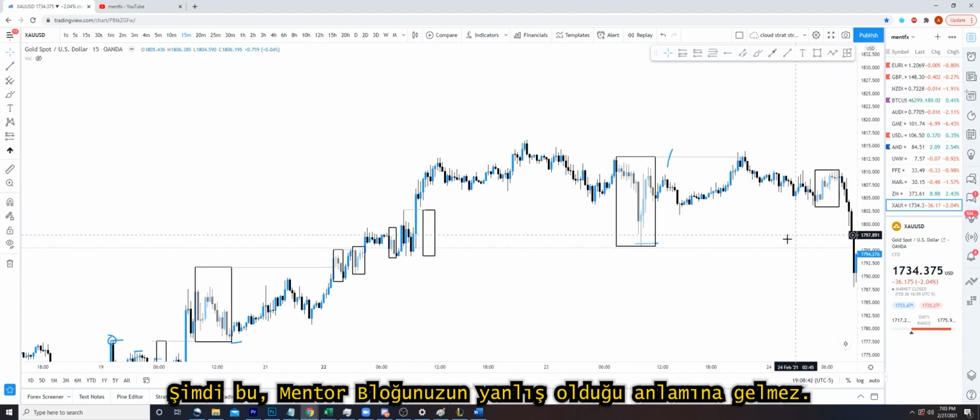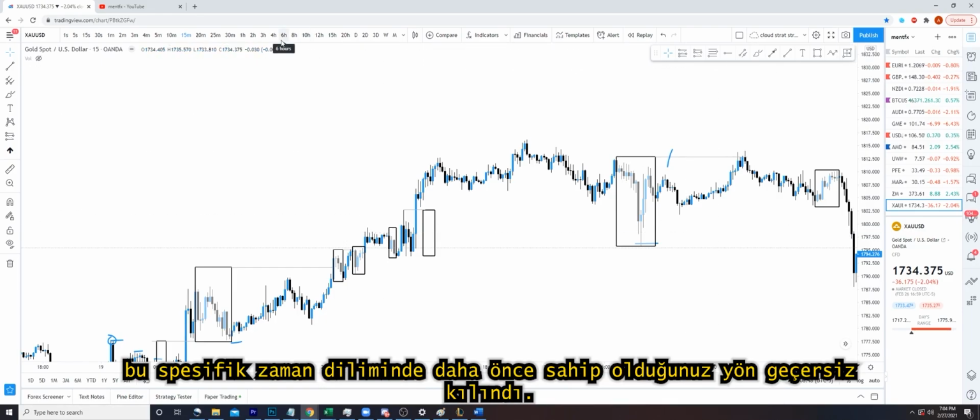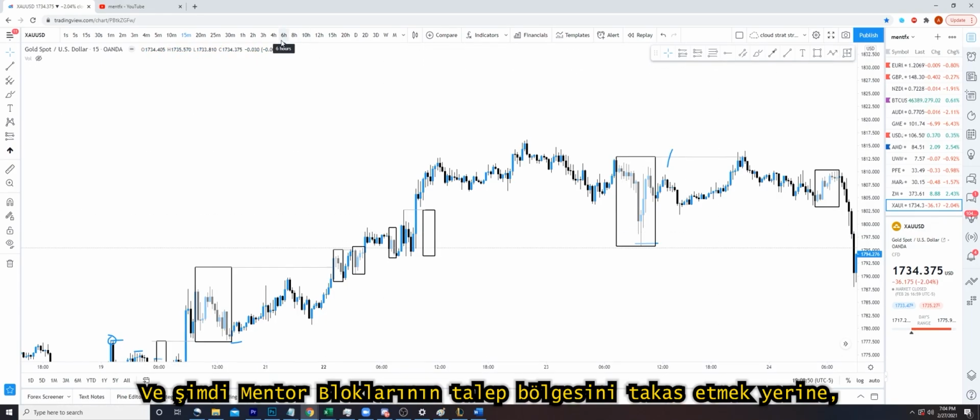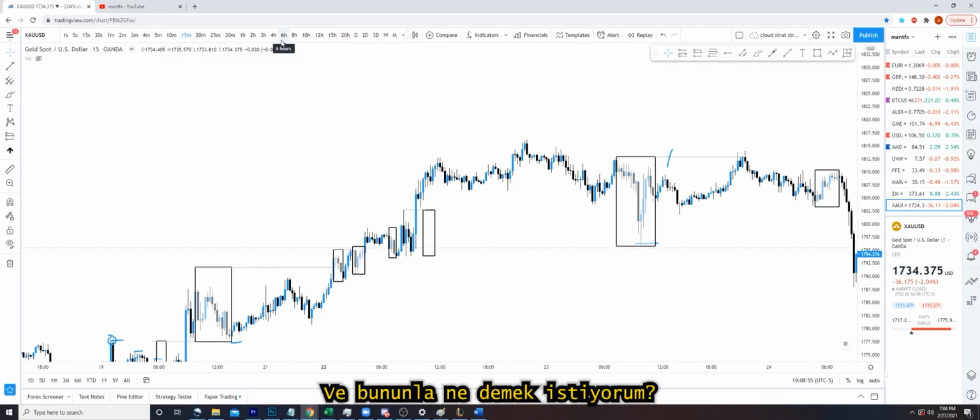Now, this doesn't mean that your MentorFX block was wrong. All it means is that the bias that you had prior on this specific time frame using MentorFX blocks was invalidated. And now, instead of trading the demand zone MentorFX blocks, you are going to be trading the supply zone MentorFX blocks. And what do I mean by that?